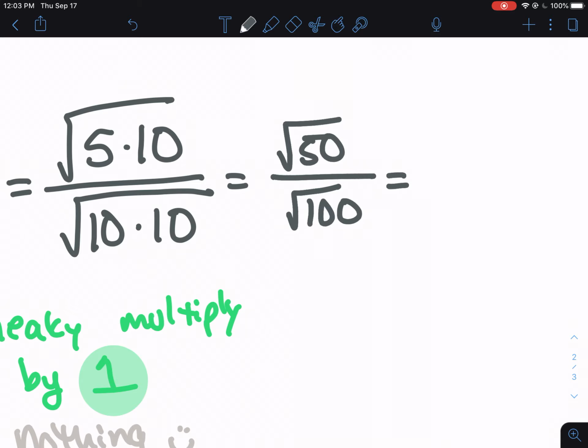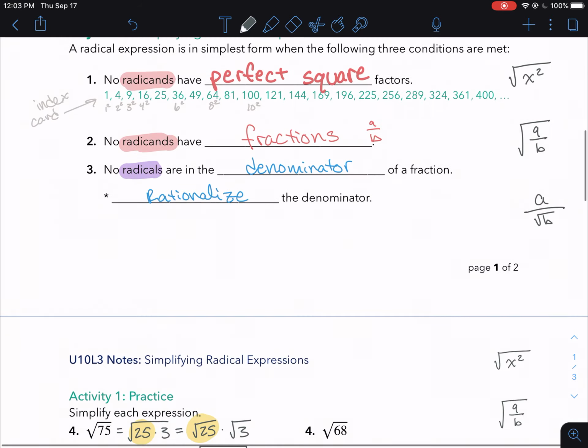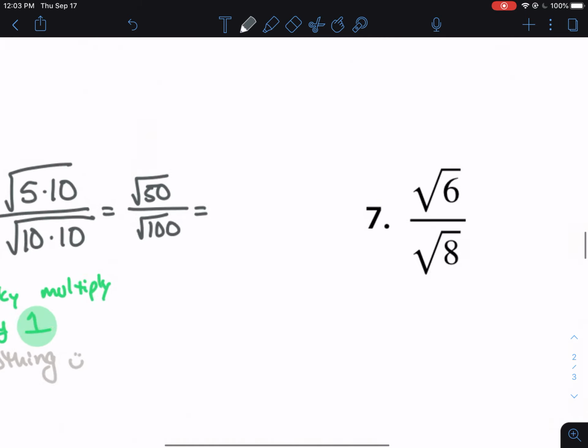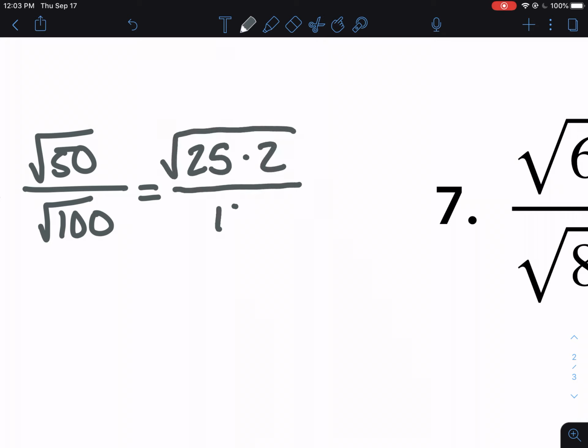Now, 50 is divisible by a perfect square. Whoa, I jumped all the way to the first page. Sorry, guys. 50 is 25 times 2. And the square root of 100 is just 10. So, leave that alone.